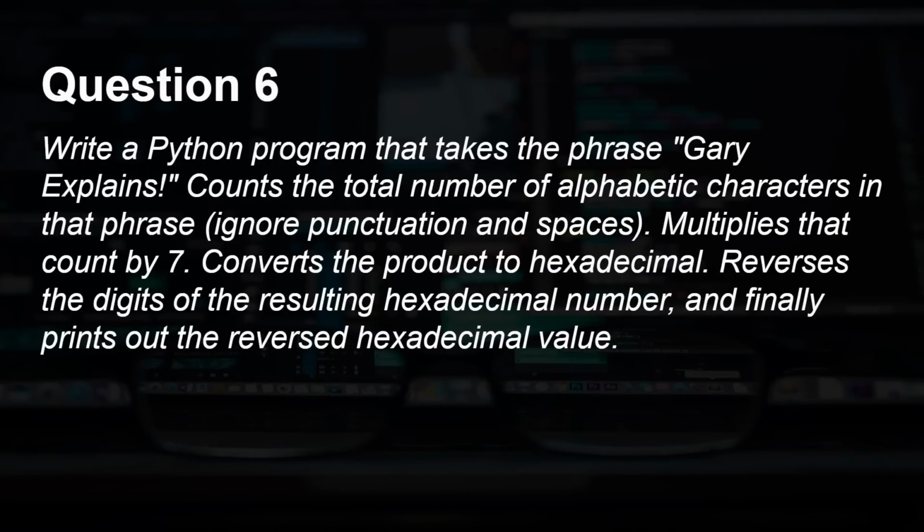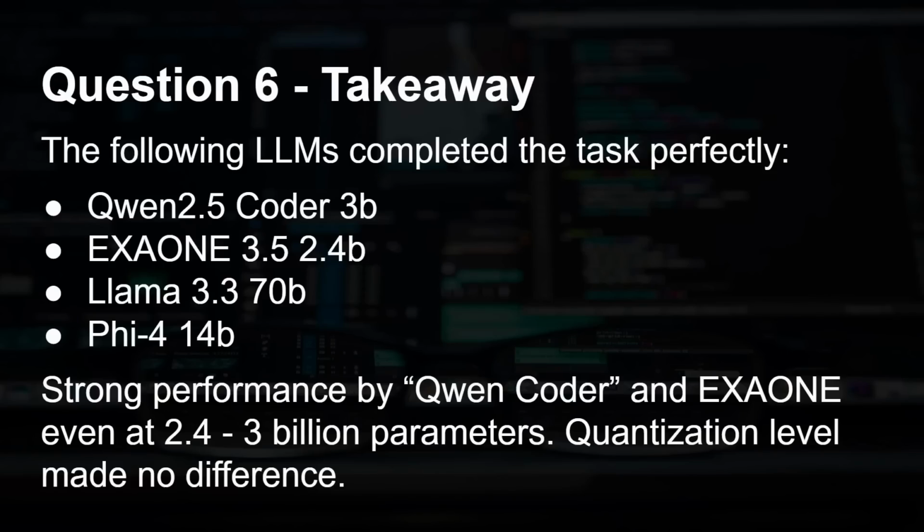Another question: write a program. So here's write a Python program. So rather than doing it themselves, write a Python program to do that thing. Take Gary explains, count the number, reverse the, and so on. Now, the following LLMs completed the task perfectly. Qwen 2.5 Coder, only a 3 billion parameter model, did it perfectly. So that's a really strong performance there. And also from Exa1, a strong performance.